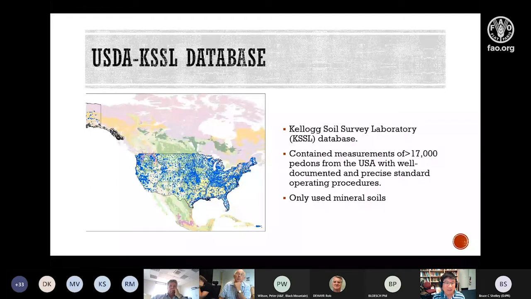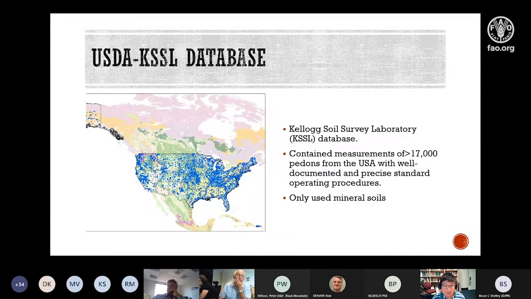Then recently we got in touch with the USDA NRCS, their Kellogg Soil Survey Laboratory, which Rob mentioned earlier. They started this a few years ago, so they have a good database. The good thing is that all their lab analysis is done by the same lab, or at least using a standard methodology from the NRCS. And the MIR procedure and the standard operating procedure are well documented.